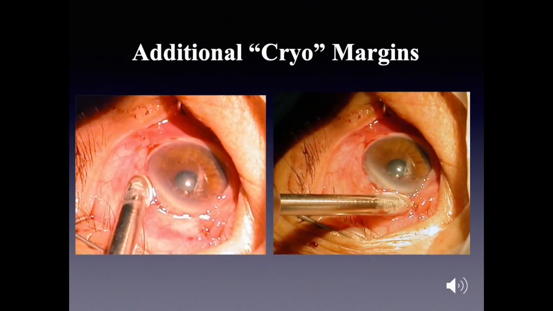The smaller version of the spatulated cryotip was used for additional margins after resection. It can be done from the inside out or the outside in. Here you see the resection margin and the cryo margins being added.